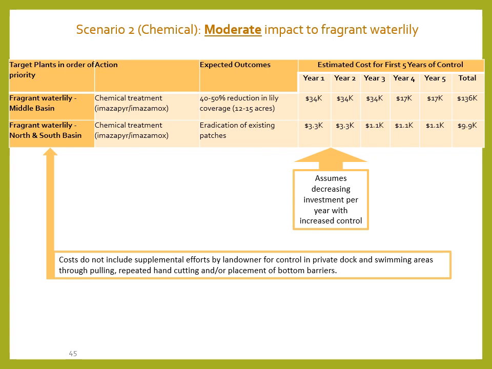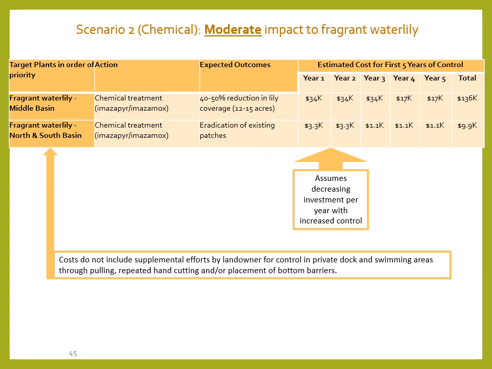The intent of Scenario 2 is to provide a moderate level of impact to fragrant water lily in the middle basin and eradication in the north and south basins. For the middle basin, this assumes a 40 to 50% reduction in aerial coverage, primarily through the use of aquatic herbicides. For the north and south basins, Scenario 2 also assumes applications of aquatic herbicides with the goal of eradicating errant populations of fragrant water lily.